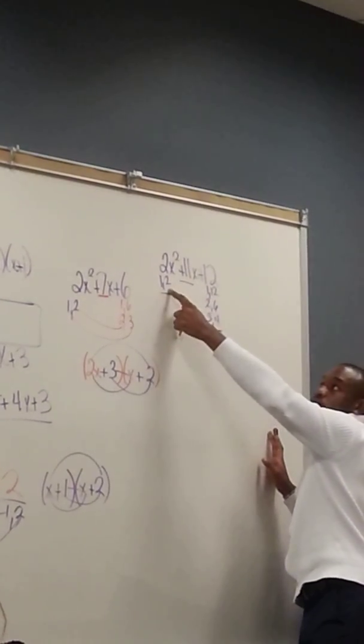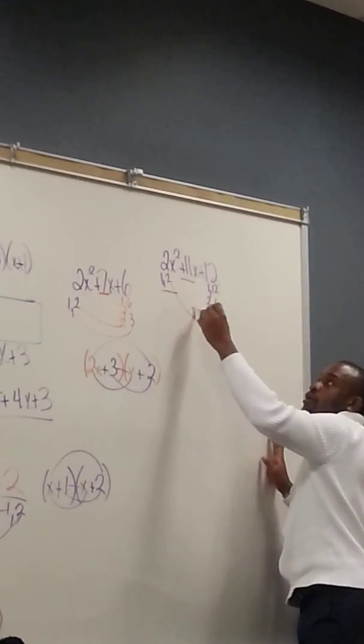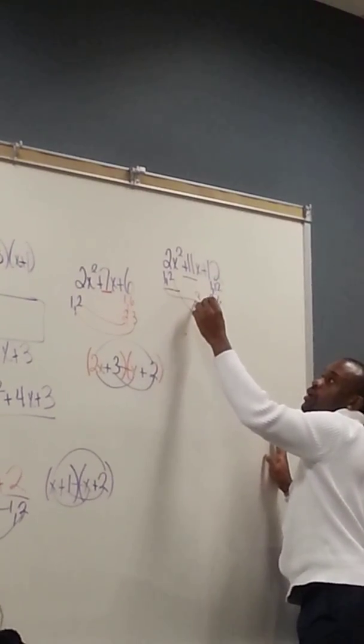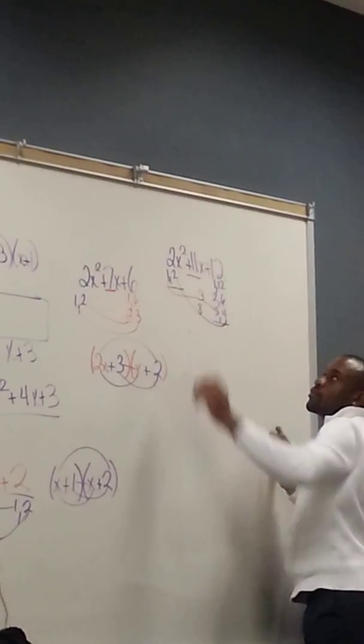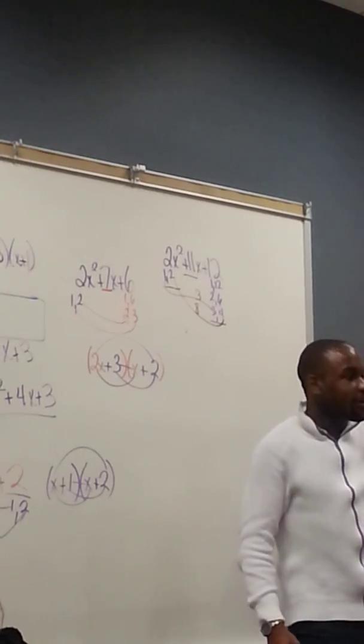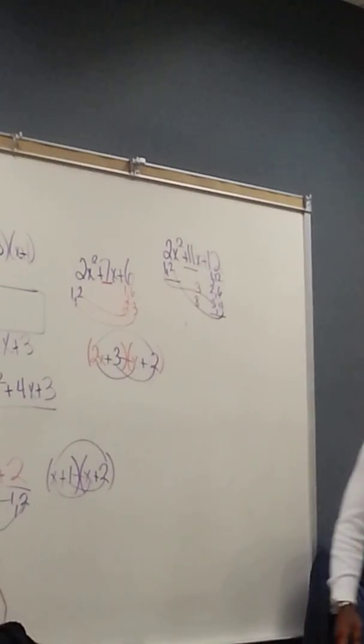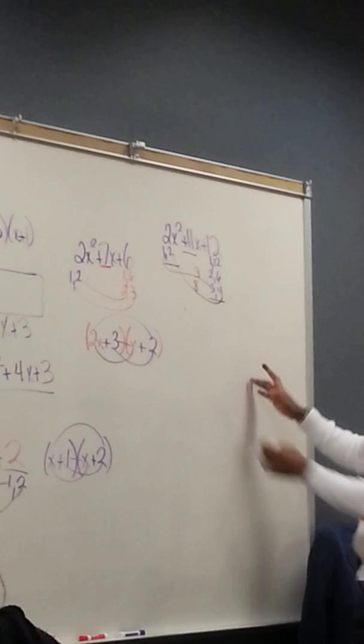4 times 2 is 8. 3 times 1 is 3. 8 plus 3, 11. Okay. I know it works. It works, right? Yeah. So, I'm going to set it up.